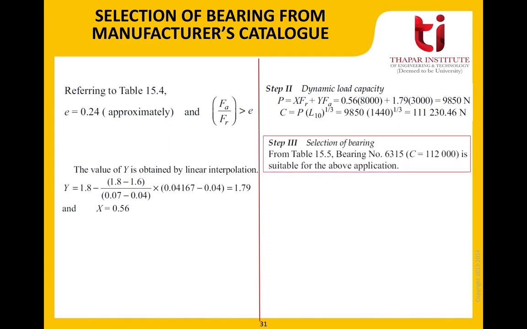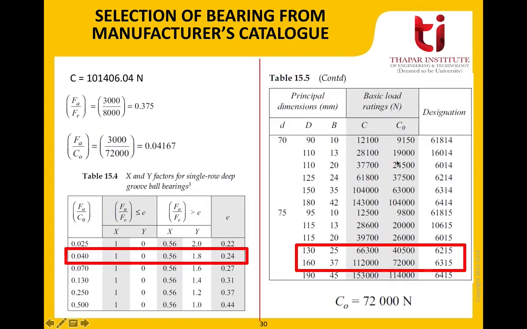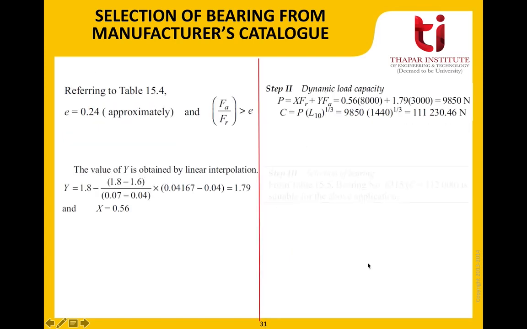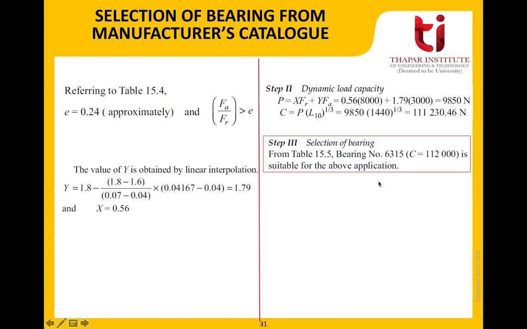So based on this idea, we can have a look in table 15.5 that bearing number 6315 is the most suited one for the above application. That is 6315, we get the C value very close to 112,000, and we're getting it as 111,230. So that's why we have selected bearing number 6315. So now we complete this numerical as well.